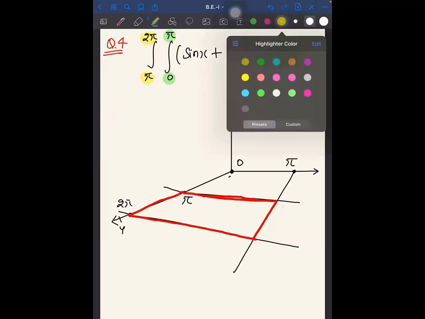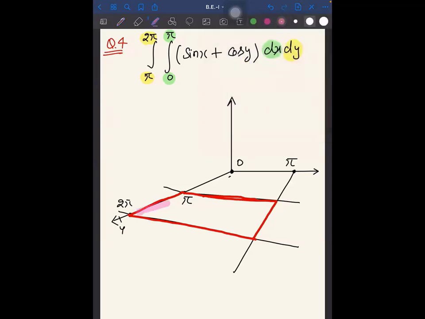Tell me, are you getting this? Now this is your region, so you don't need to plot it. I'm just telling you how this region can be identified. The rule will be the same. We have x limits first, so we'll integrate with respect to x only. So this becomes, well, let me take it to the next page.